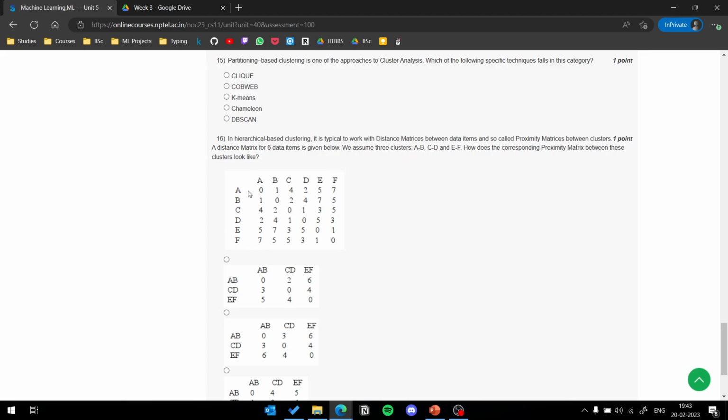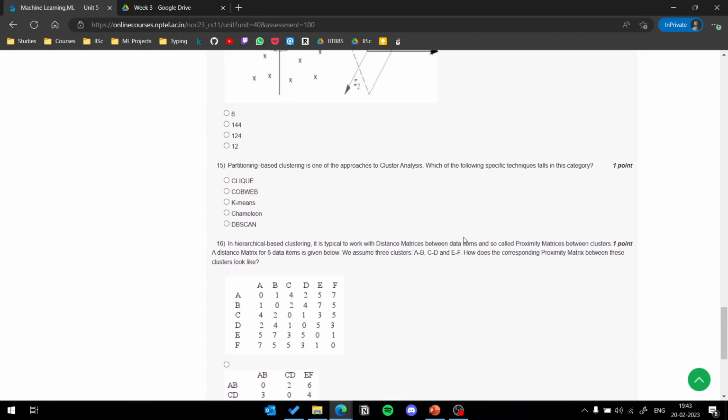Initially you start off with these 6 points. Initially you just start with the points, right? So that proximity matrix you can call a distance matrix, because it is just a matrix of distances between every point. So distance between a and b is 1, distance between a and c is 4, a and d is 2, like that. Distance between b and c is 2, distance between b and d is 4, like that.